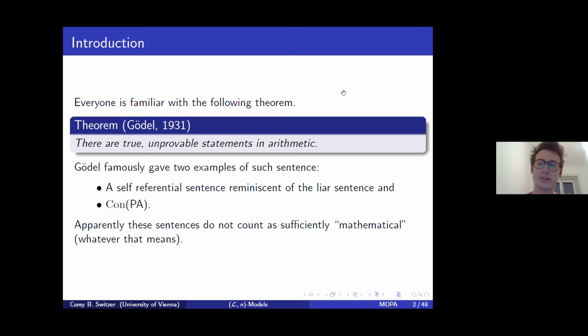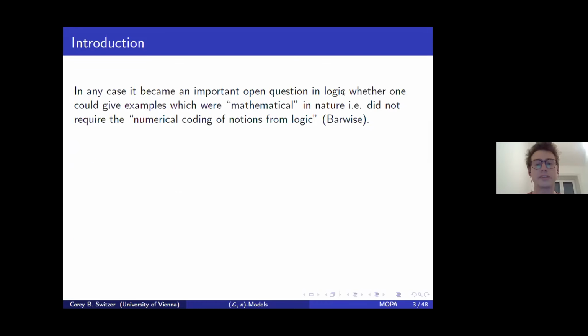Apparently, and I won't subject you to my diatribe on how I think this makes no sense, you can ask me about it at the end of the talk if you really want to know, this is not sufficiently mathematical, whatever that's supposed to mean. So it became an important open problem in logic: could you find an example of a true unprovable sentence in arithmetic which was mathematical? John Barwise at one point described mathematical as not requiring the numerical coding of notions from logic. This is in the footnote to the original Paris-Harrington paper. He writes this.